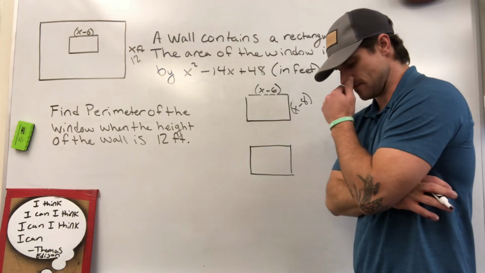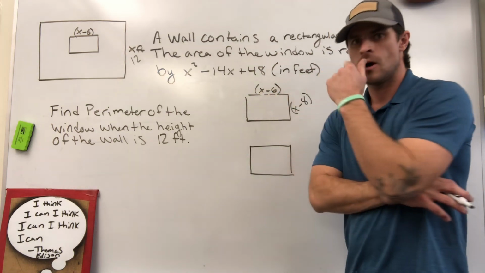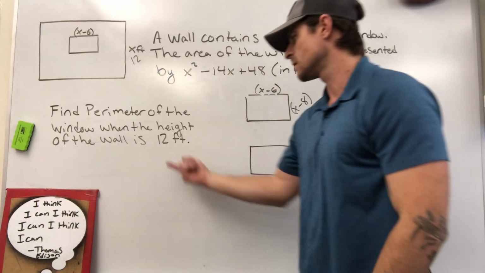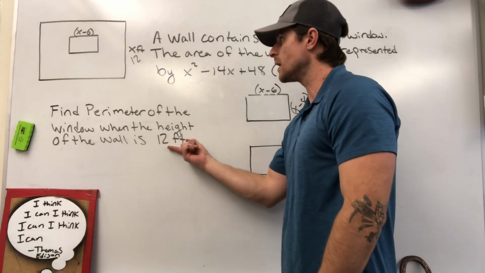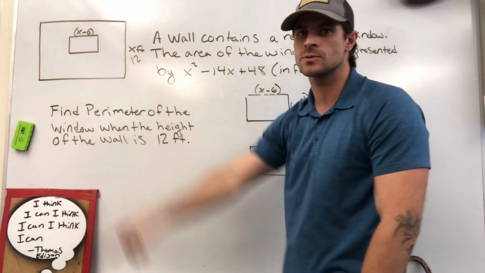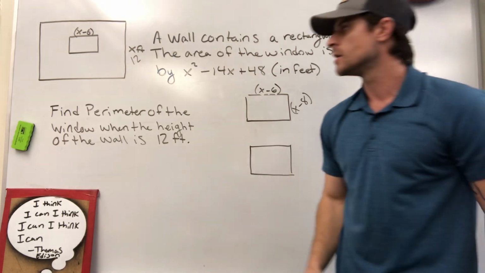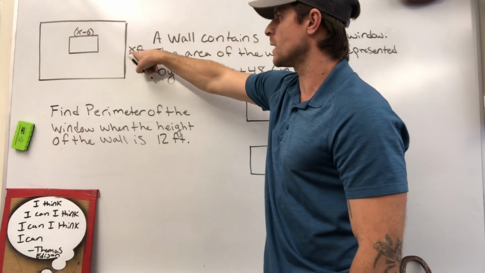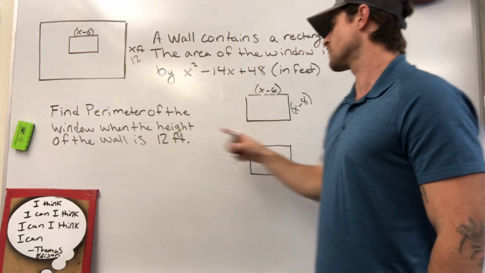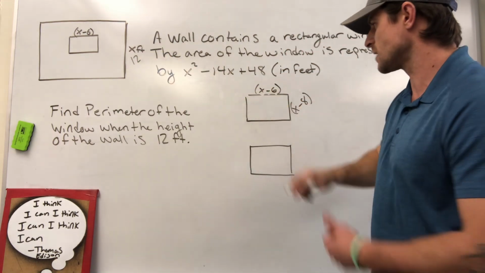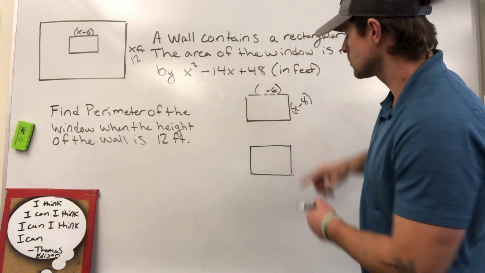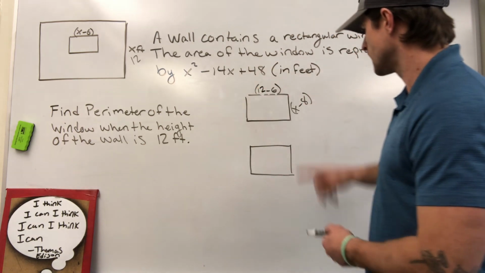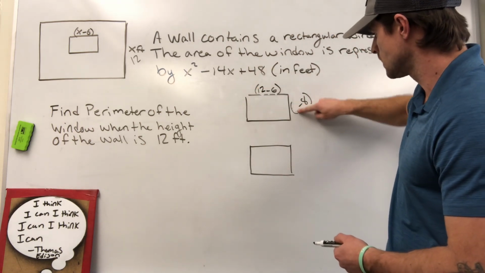Where could I get the value for x? Oh yeah, they told us that the height of the wall is 12, and by golly, x was there to represent the height of the wall. So our wall is 12, x was already there, so what can I change my x variables to? I can change that to a 12. I can change that to a 12.